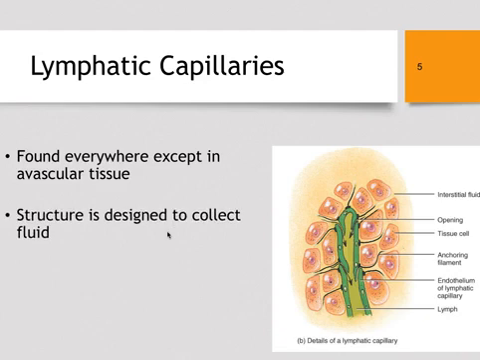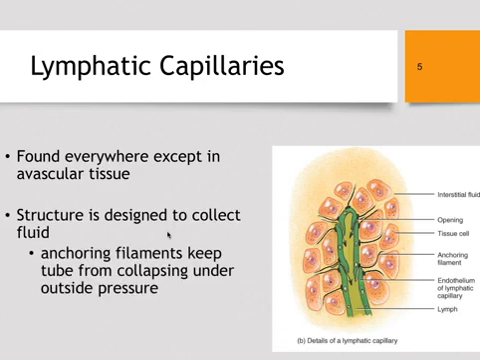Right? It's meant to collect fluid. So you have what are known as these anchoring filaments. Can you see these little black squiggly lines attached to the walls of that lymphatic capillary? As fluid is in this interstitial space and it's pushing in, those anchoring filaments are anchoring the capillary in space, so it doesn't simply completely fold in on itself due to the pressure of that interstitial fluid.